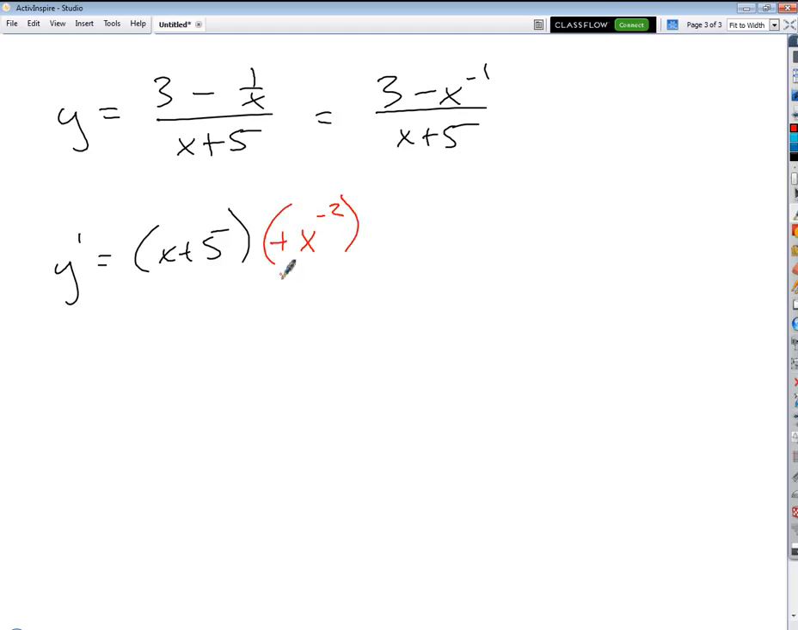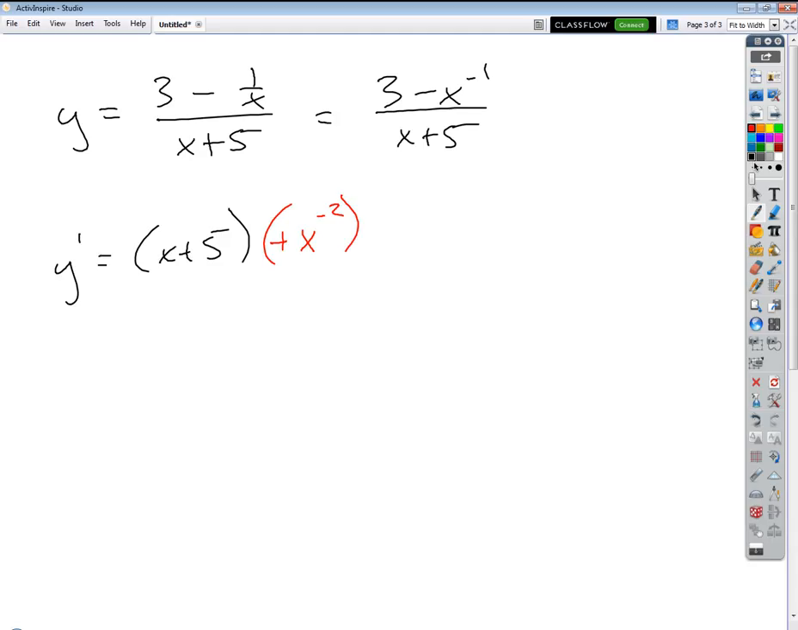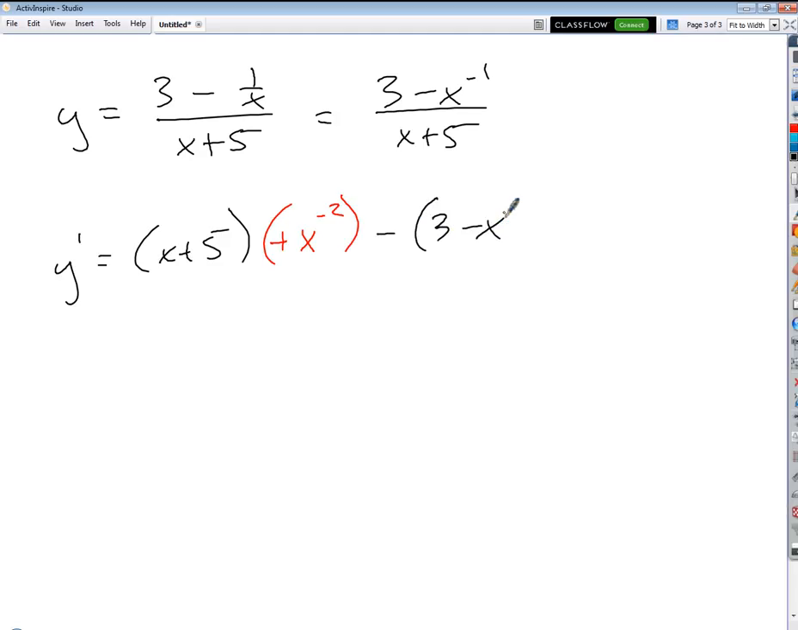Wouldn't it be positive x to the positive? Oh, positive, you're right. So positive x to the minus 2, right? Okay, minus 3 minus x to the minus 1 times 1, all divided by x plus 5 squared. Yeah.